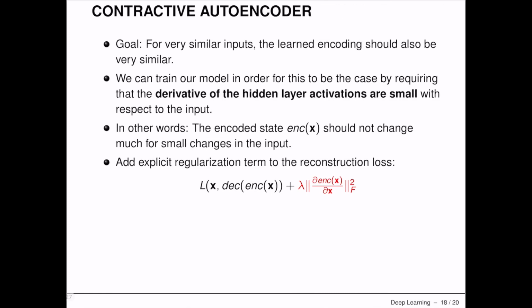The third variant of a restrictive autoencoder I want to look at is the contractive autoencoder. The goal is that for similar inputs, the learned encoding should also be very similar. That is, if we have similar input, the activation of the hidden neurons should be similar as well. Or the encoder function should not change a lot if we change the input of the encoder function.